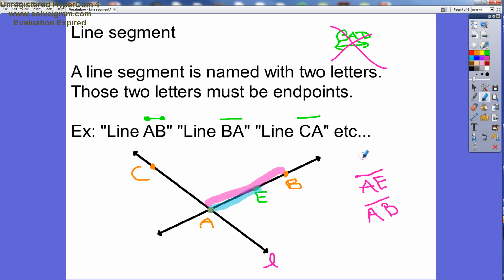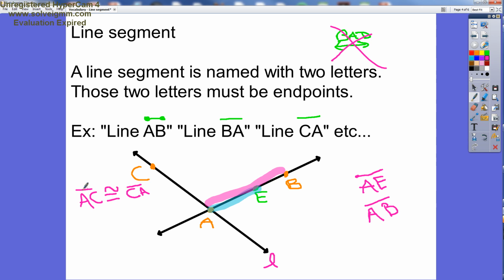So just be careful. It doesn't matter the order as long as the two points that you use are the endpoints. So, for example, CA is the same as AC. If I wanted to write that out, segment AC is the same as, actually in geometry we're going to use this a lot, congruent to. We'll talk more about this in a little bit. Segment CA.